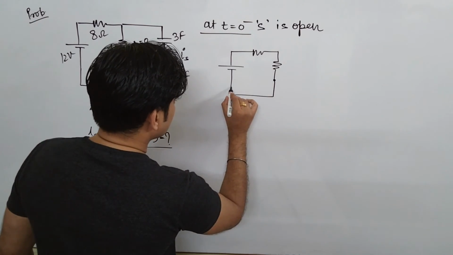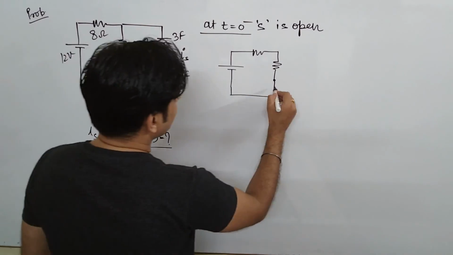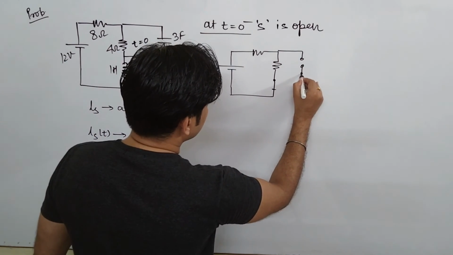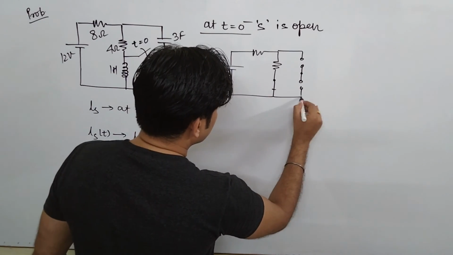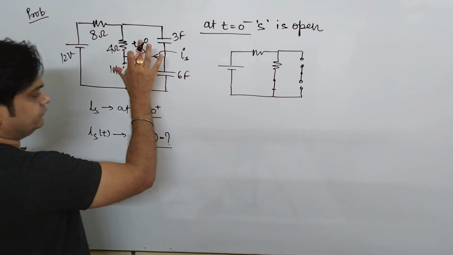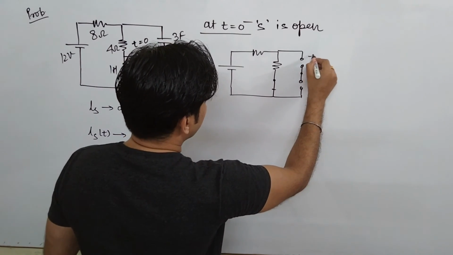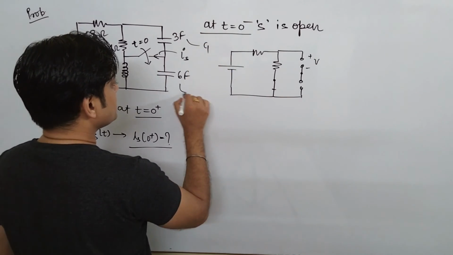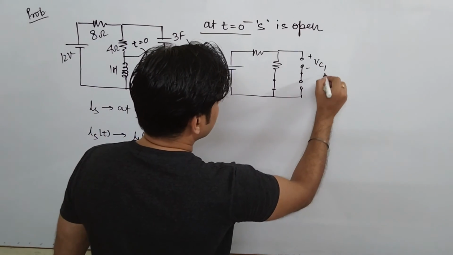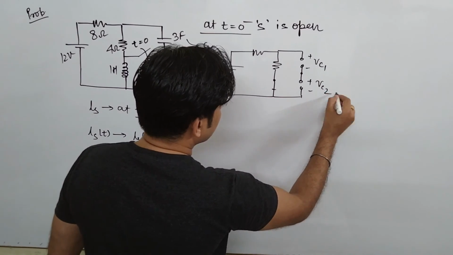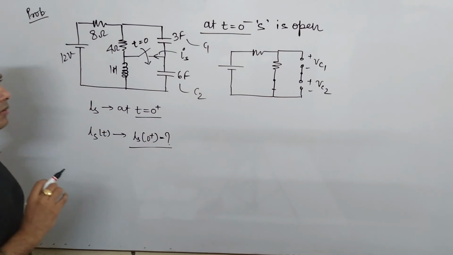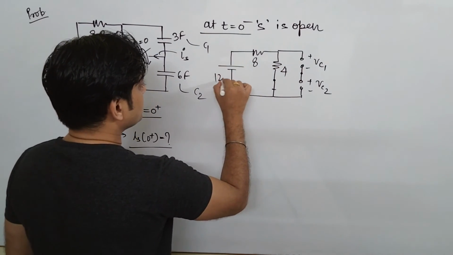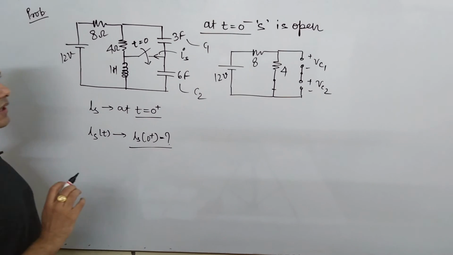The inductor behaves like a short circuit here, and the switch is open circuited, so we have removed it. Let us say this is C1 and this is C2. I say VC1, and similarly here VC2. Both the capacitors will get open circuited, and the inductor gets short circuited, and this is the situation.